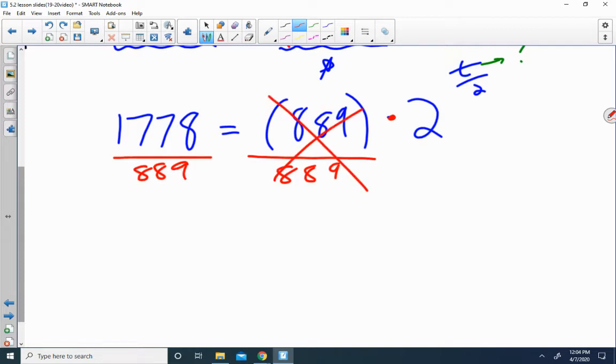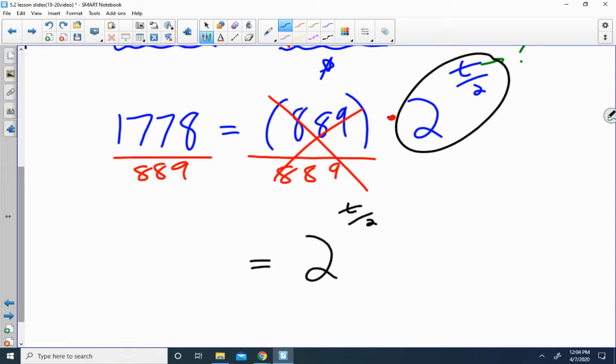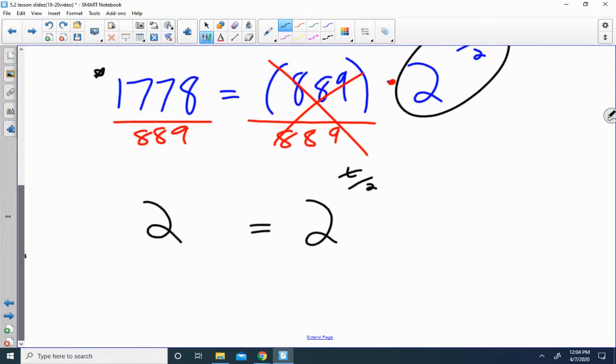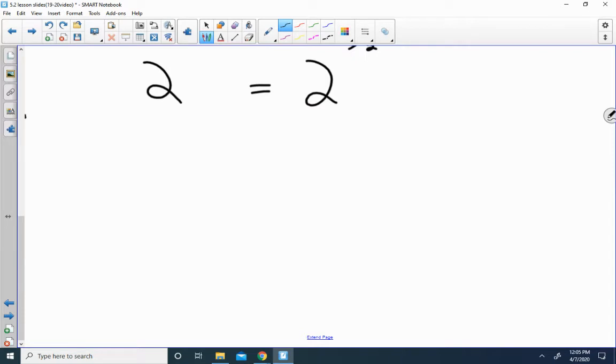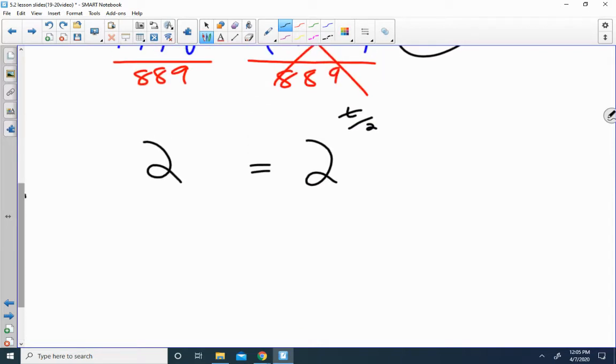So this would cancel, and that would just leave you with 2 to the power of t over 2 on the right. On the left, you'll do 1778 divided by 889, which if you put that in your calculator, should give you 2. So that's what we get so far. We get 2 equals 2 to the power of t over 2.